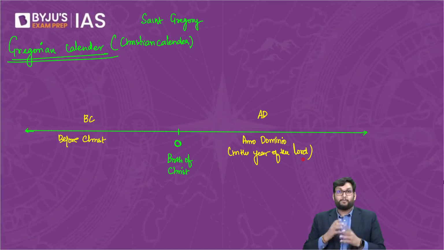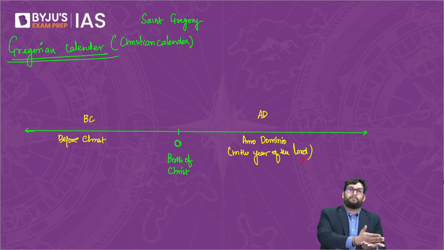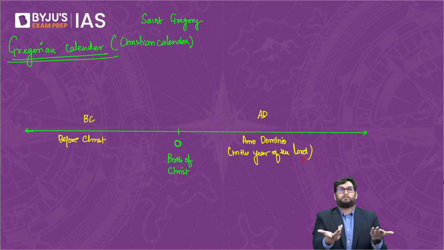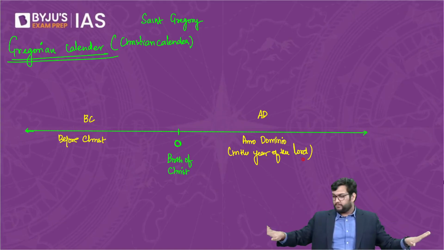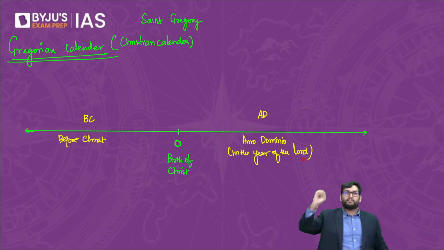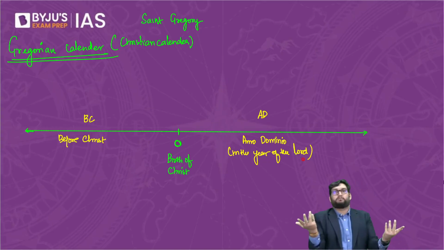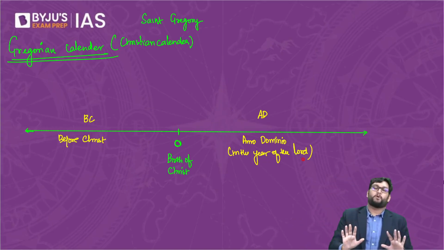This is the problem. Because it is a man-made calendar, it is Gregory's calendar, where he keeps 0 is 0. So therefore, this idea of dividing BC AD is a very Christian way of dividing everything. So 0 is at 0. When Jesus Christ was born, it is 0.